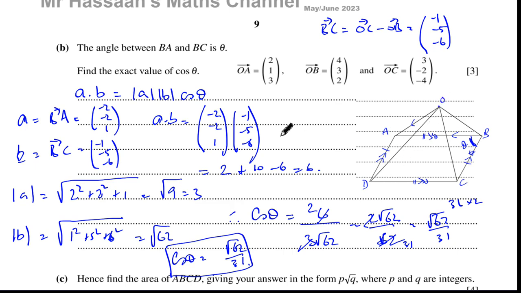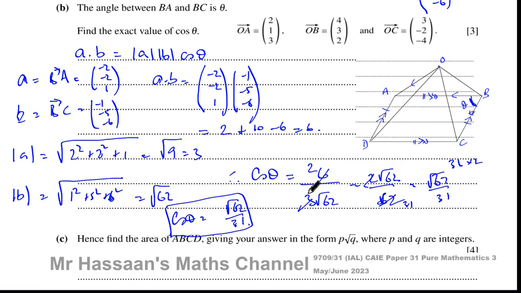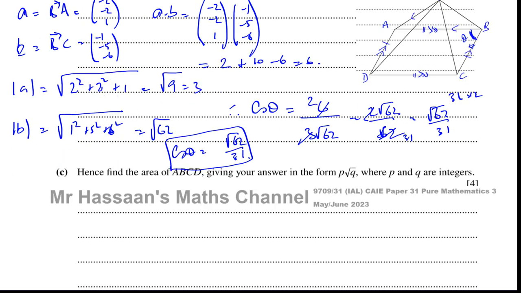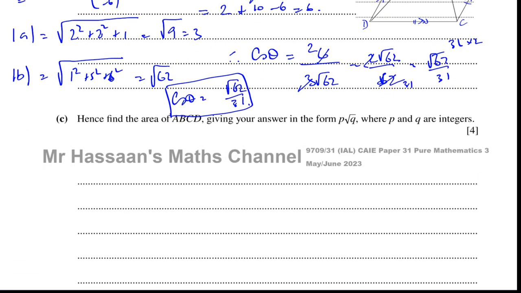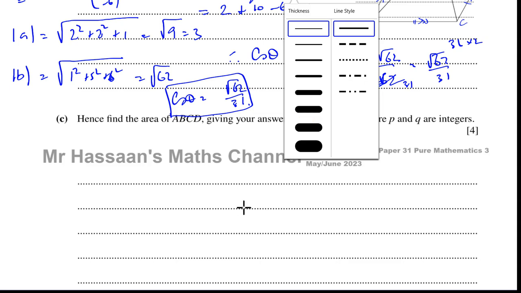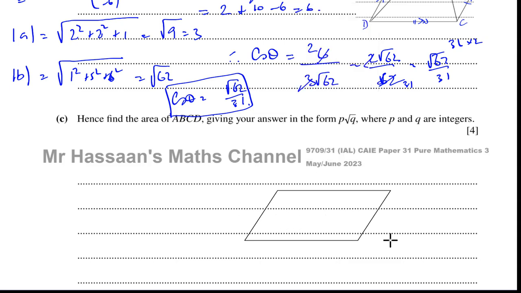So then it says, hence find the area of ABCD, giving your answer in the form P root Q, where P and Q are integers. Now here's something where you have to be a bit careful. So when you have to find the area of a parallelogram, so I'm going to draw another parallelogram. Okay, you want to find the area of a parallelogram, right? So we have ABCD.